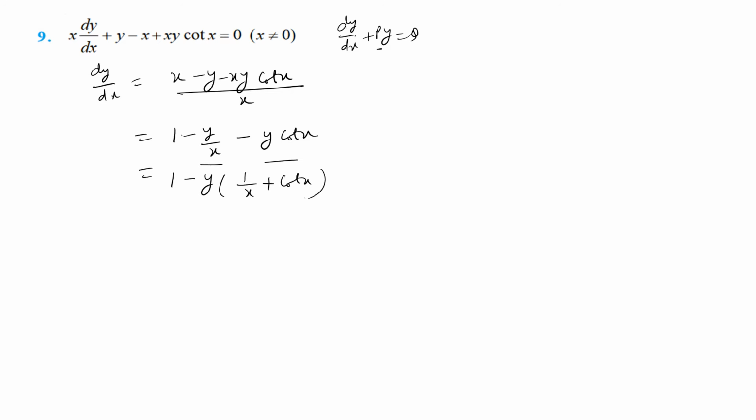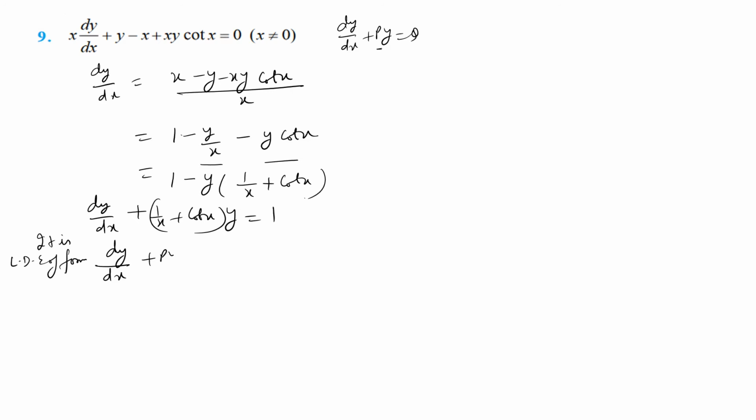So we will get dy by dx plus (1 upon x plus cot x) y is equal to 1. So this becomes an equation of the form dy by dx plus Py is equal to Q. P is 1 upon x plus cot x, Q is equal to 1.